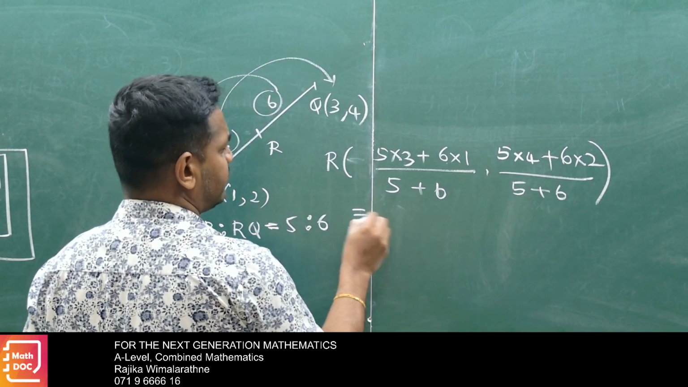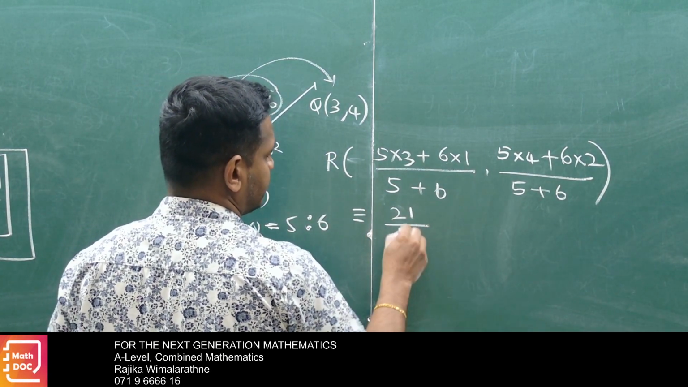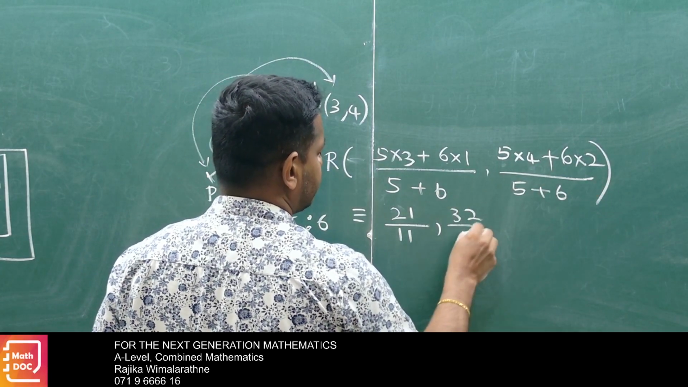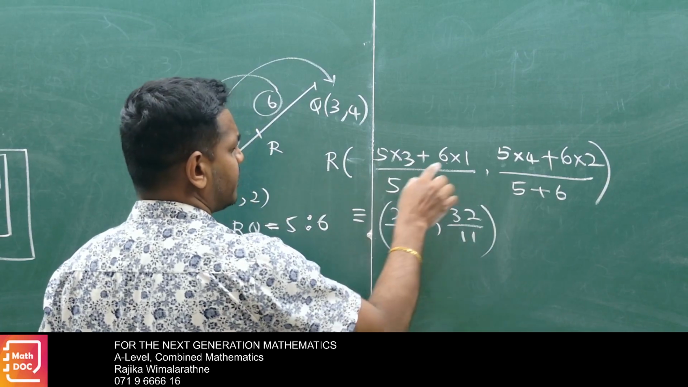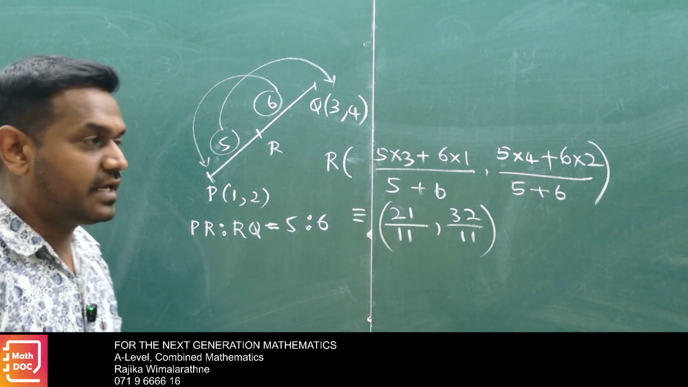Then you can simplify, no? 15 plus 6 is 21 over 11, 32 over 11. Likewise, you can directly get the section point.